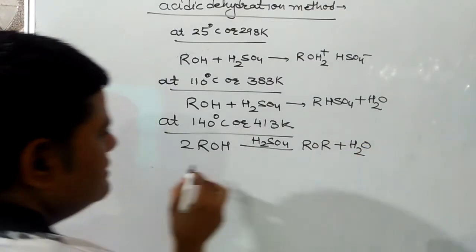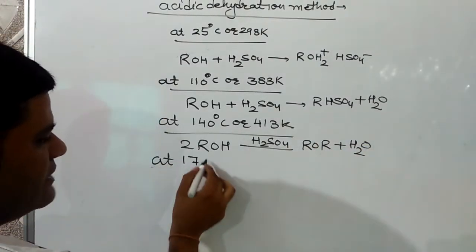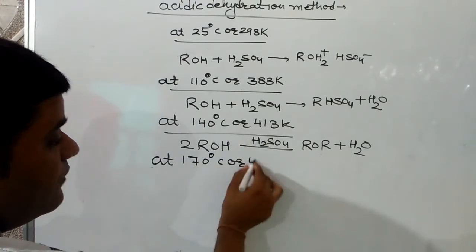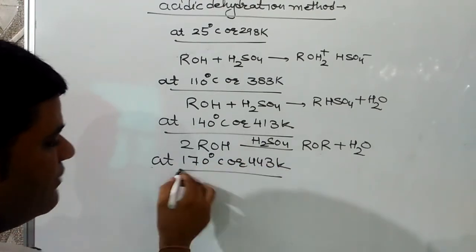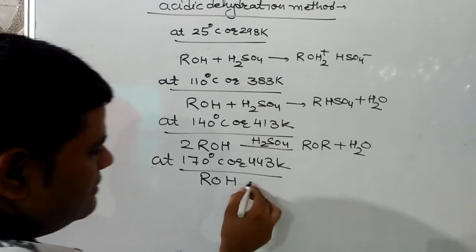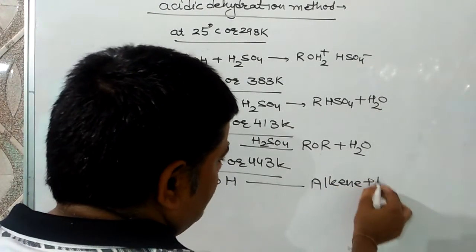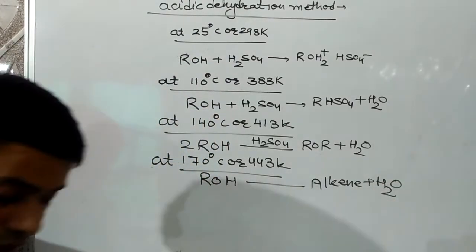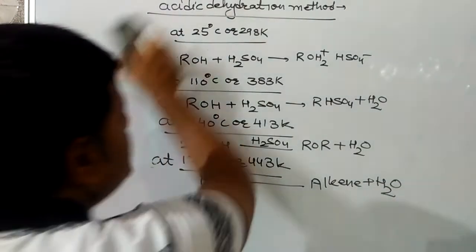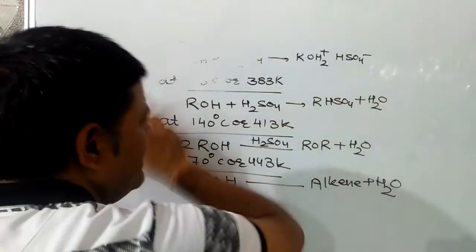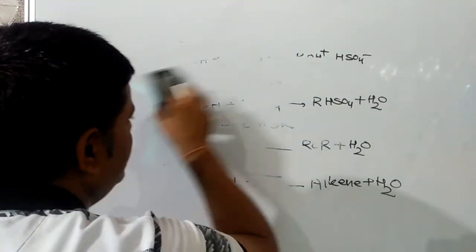In the last case, if the temperature is 170 degrees centigrade or 443 Kelvin, then the product formed will be alkene. That is an example of beta elimination, and the elimination takes place according to Saytzeff's rule. But here our focus of discussion will be the temperature 140 degrees centigrade or 413 Kelvin.